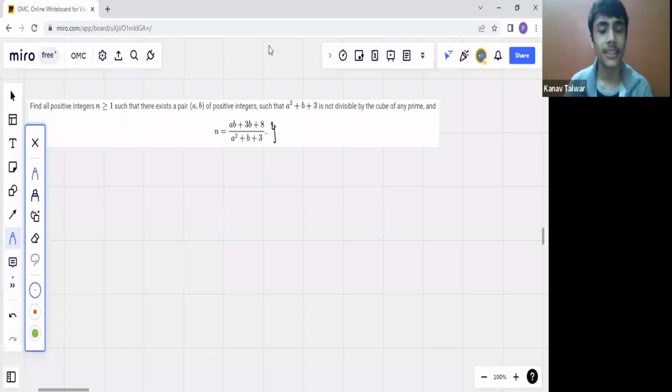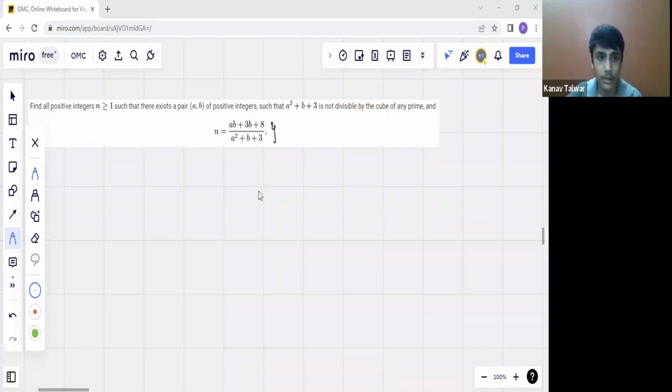Okay, any ideas? Any ideas? Don't wait for a full solution.